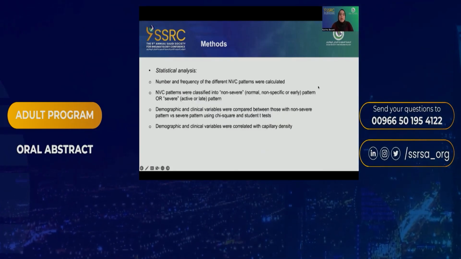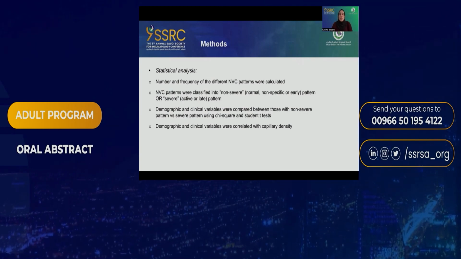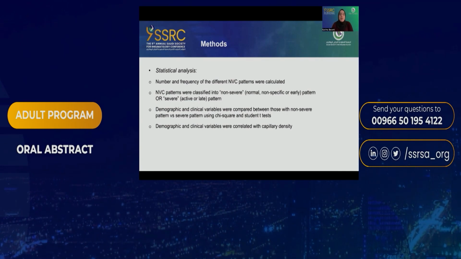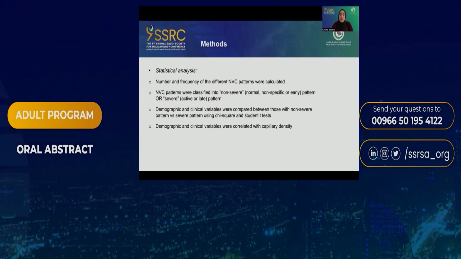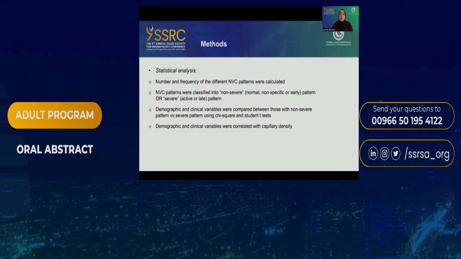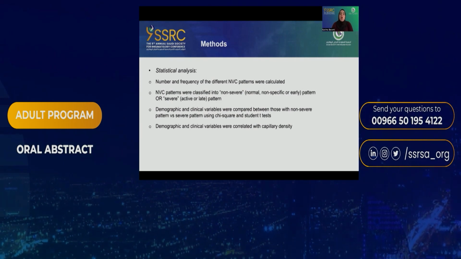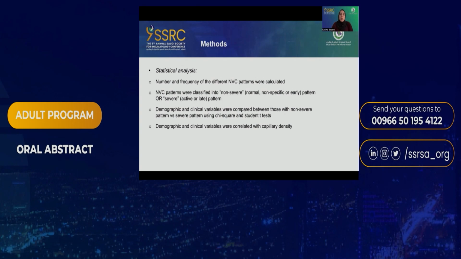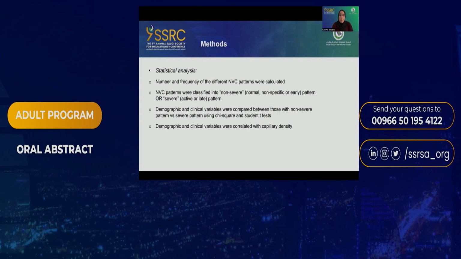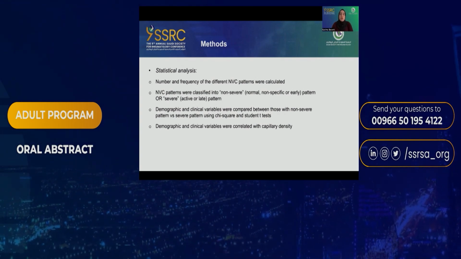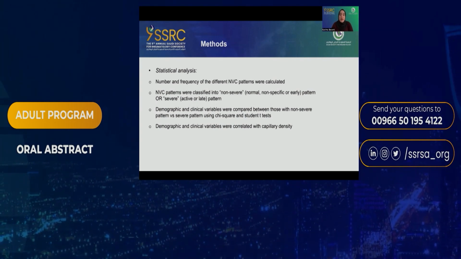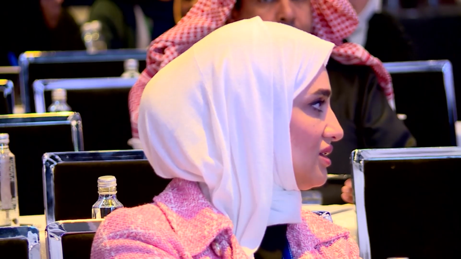We started by calculating the number and frequency of the different nail fold videocapillaroscopy patterns. We then classified the patients as having either non-severe patterns if they had normal, non-specific, or early patterns, or a severe pattern if they had an active or late pattern. We compared those with the non-severe pattern to those with the severe pattern with regard to demographics and clinical variables, and we also correlated these variables with capillary density.